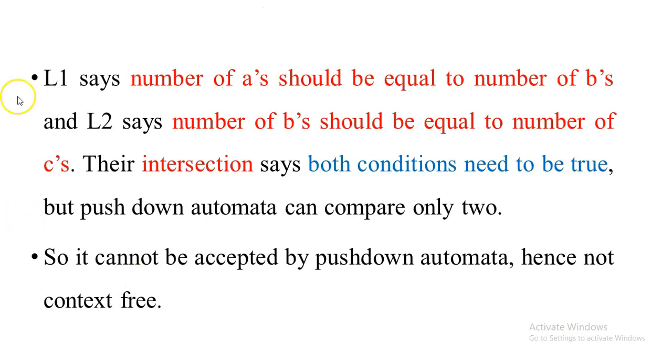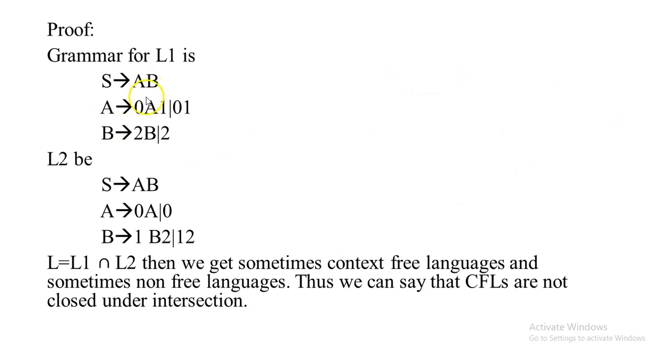Then the same thing: L1 says the number of A's should be equal to the number of B's. L2 says the number of B's should be equal to the number of C's. Their intersection says both conditions need to be true. But a push-down automaton can compare only two. So it cannot be accepted by a push-down automaton. Hence it is not a context-free language.